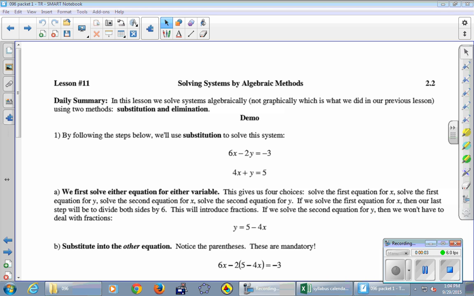Okay, so let's get started on lesson 11. What we just finished was lesson 10, where we solved systems of equations by graphing. Didn't really define system, but it just means more than one equation. In our case, it's always going to be two equations. What did we look for when we graphed our two equations? The intersection point, and that point was called the solution.